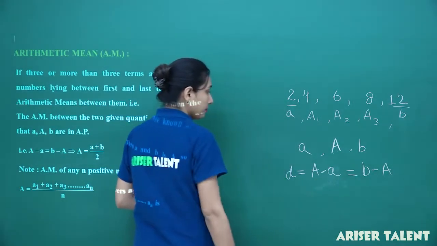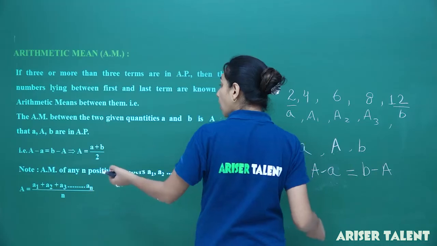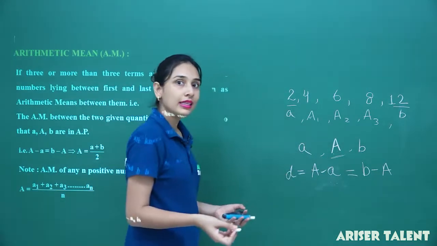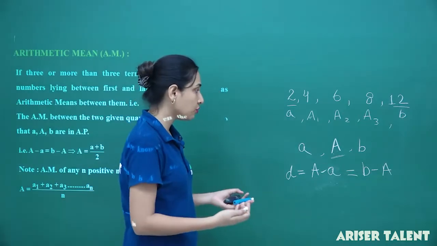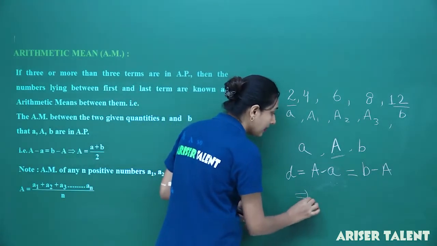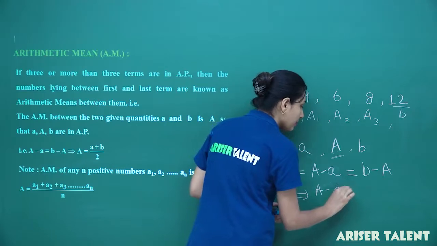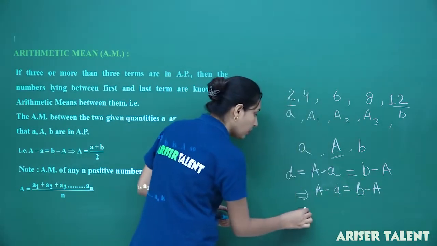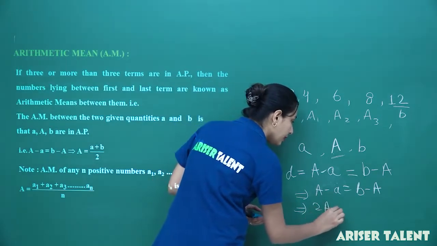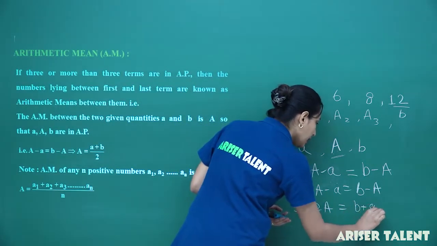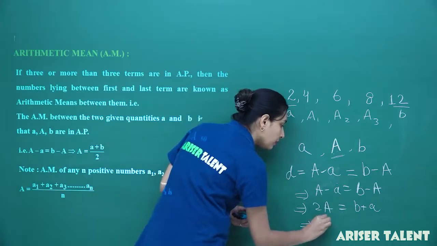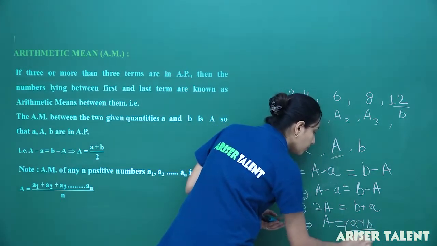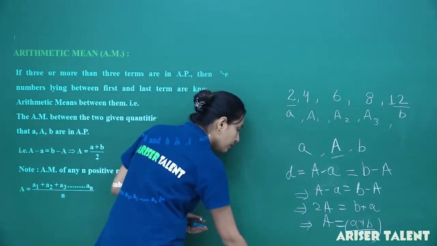We have shown it in here. Now the value of A will be what? It will be the average of these two numbers. How? This implies that A minus a equals b minus A. Now that will give you 2A equals b plus a. That means A equals what, students? A equals a plus b by 2. So this is so simple.